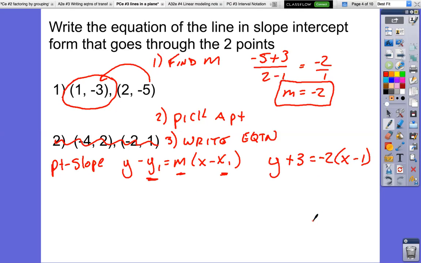Now I'm going to show you this same problem 2 different ways. It says make sure you write it in slope-intercept form. So all you have to do is distribute and solve for y. -2 times -1 is +2. Solve for y. Any questions?